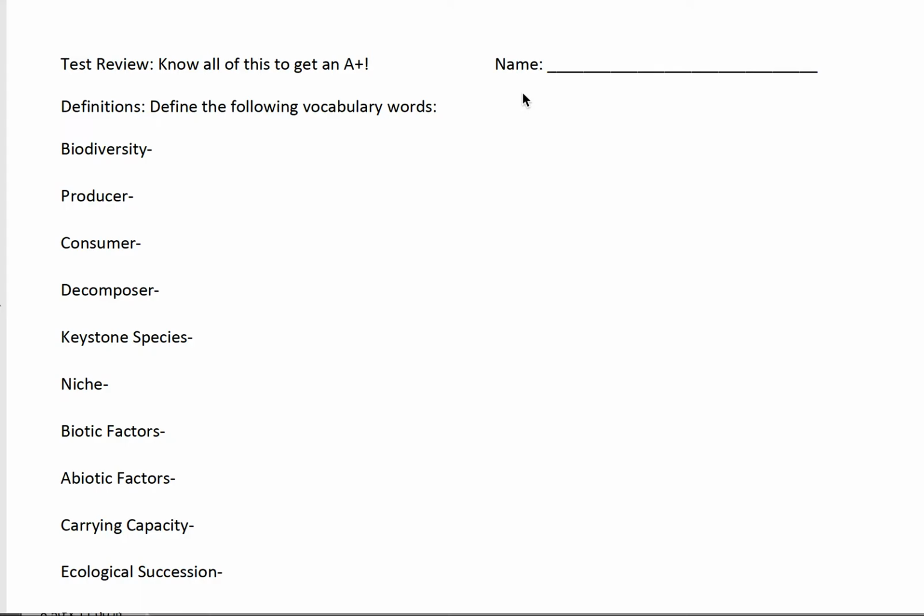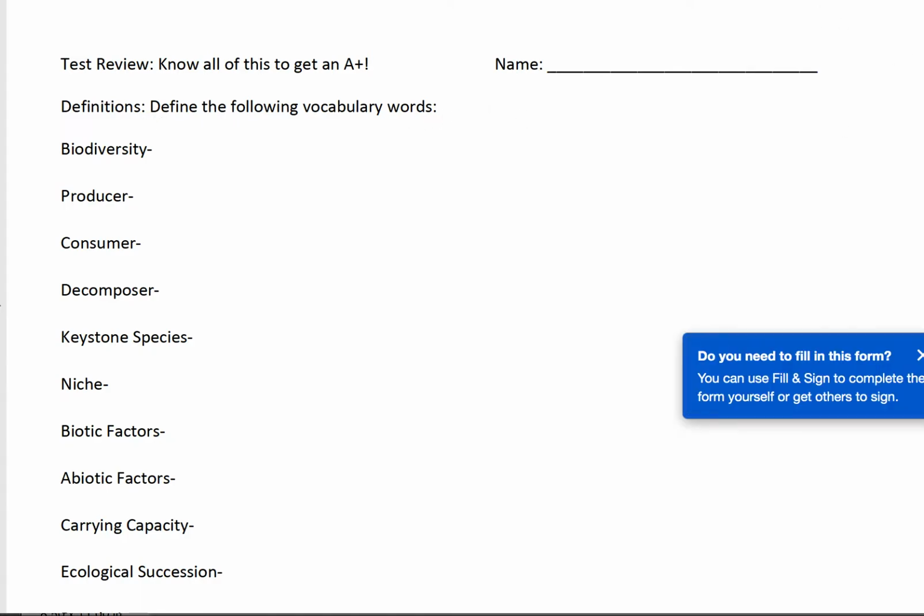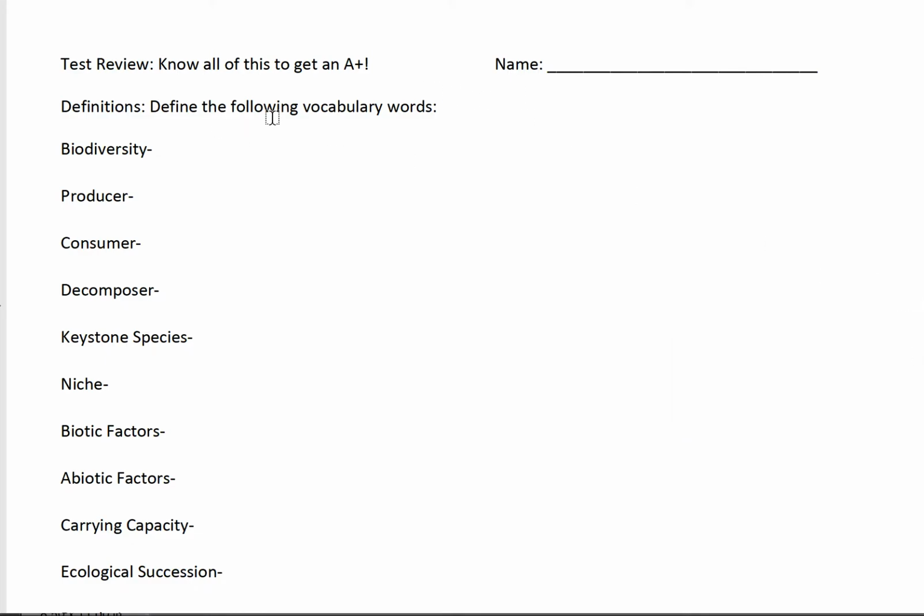So, first of all, we need to go over our vocabulary words. Make sure that you have visited the Quizlet where all of the vocabulary is. I think Mr. Lupino posted a link to the Quizlet today.